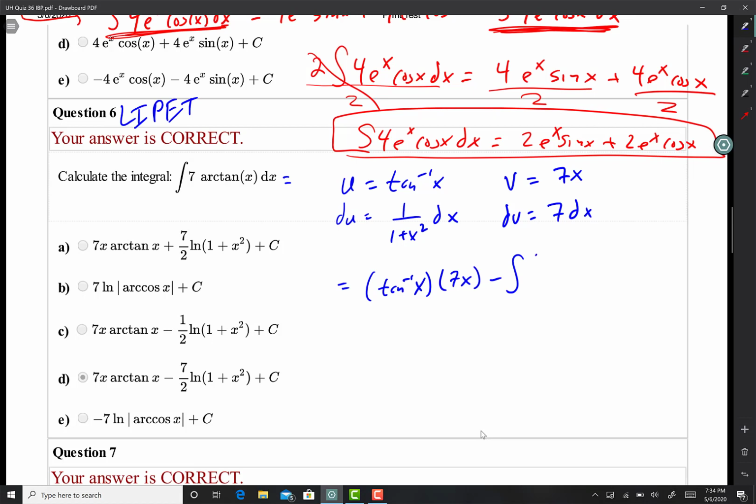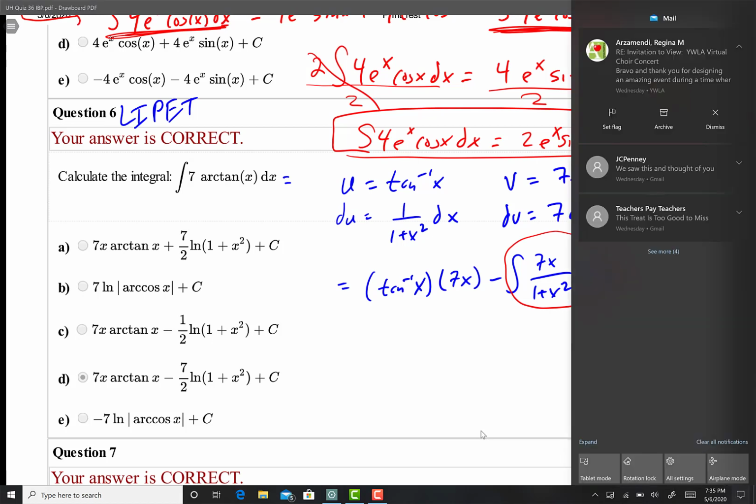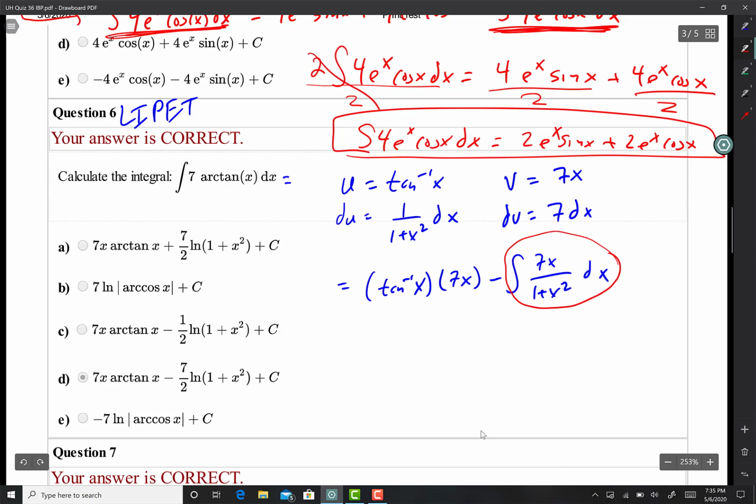So 7x over 1 plus x squared dx. Now, you no longer have to do the integration by parts on this part, because that looks like u substitution, just flat out u sub. So, doing u sub, I'm just going to say that u has to be 1 plus x squared. So du can be 2x dx. So I'm going to put that 7 on the outside. I need a 2. If I put a 2 there, I put a 2 on the outside.